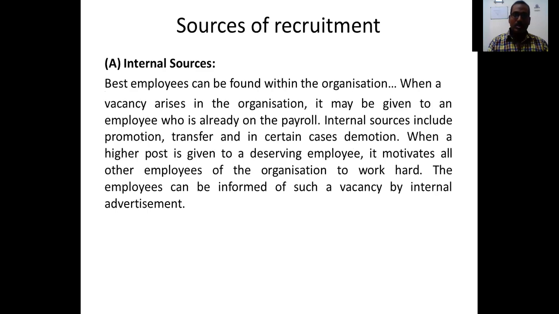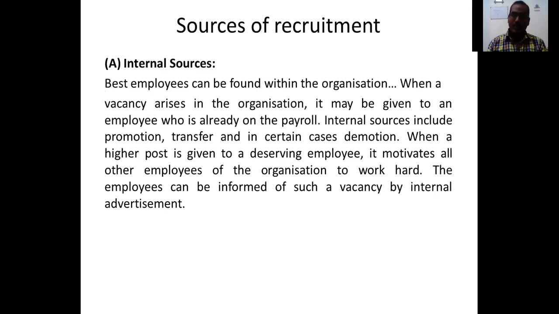Now we see the source of recruitment, which is an internal one first. Best employees can be found within the organizations. Why? Because if you recruit a person from inside the organization, the management know the quality, the caliber of the person very well. So many advantages are there.